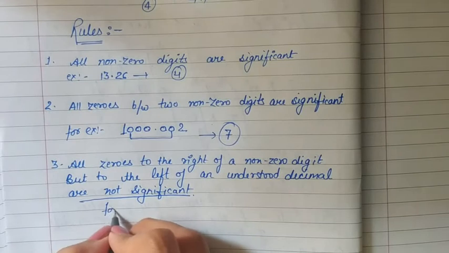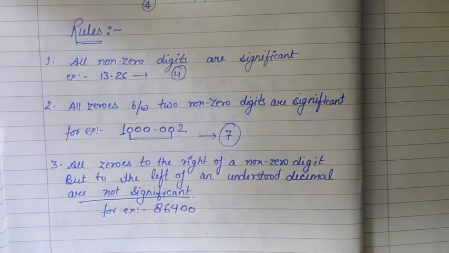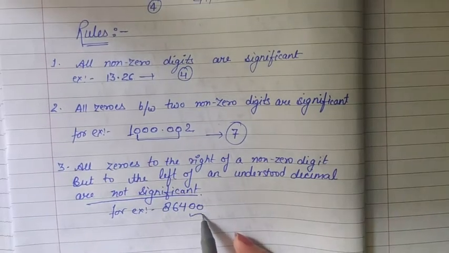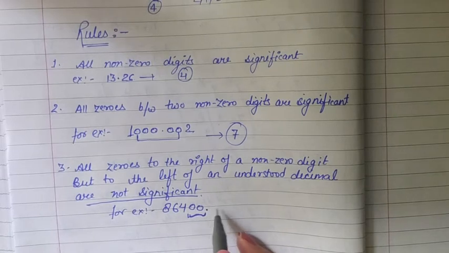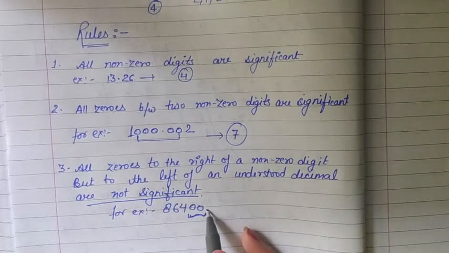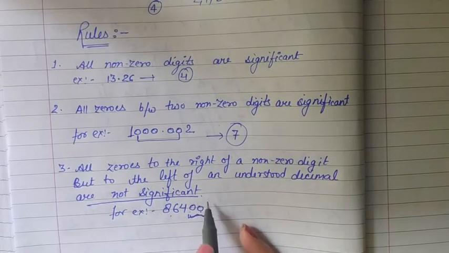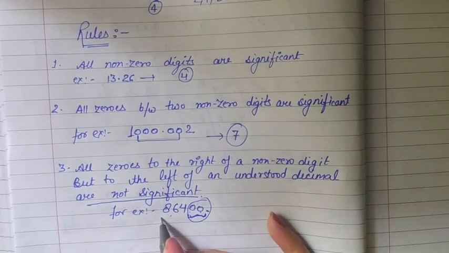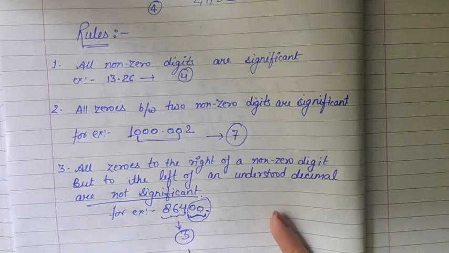So if we have a number like 86400, these two zeros are to the right of non-zero digits but to the left of the understood decimal, because after this there is an understood decimal point. So they are to the left of the understood decimal and to the right of a non-zero digit, and in that case these two are not significant. So the number of significant figures is 3 in this measured value.